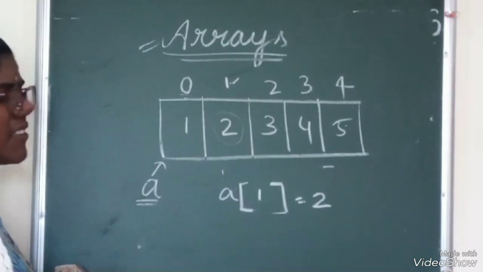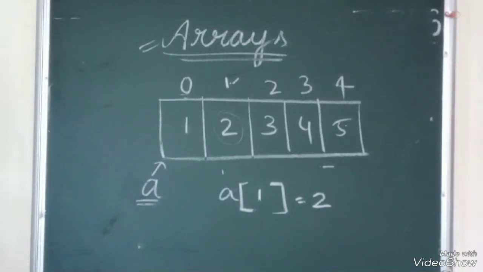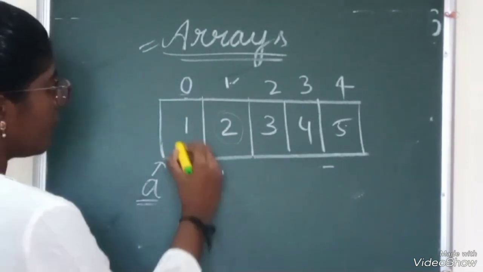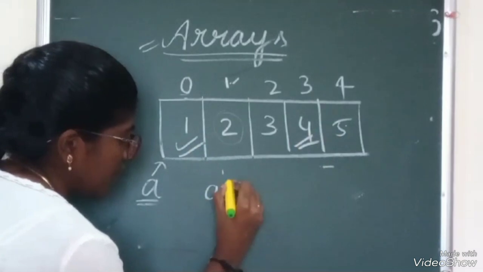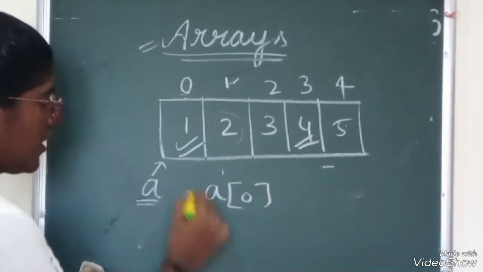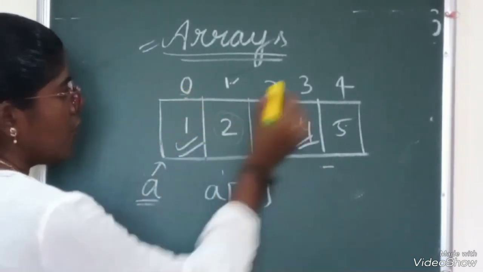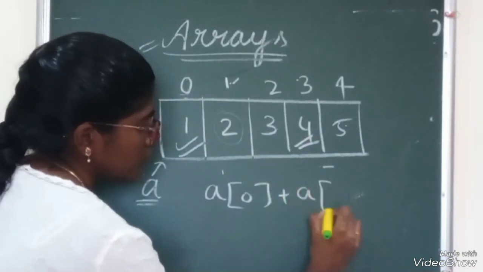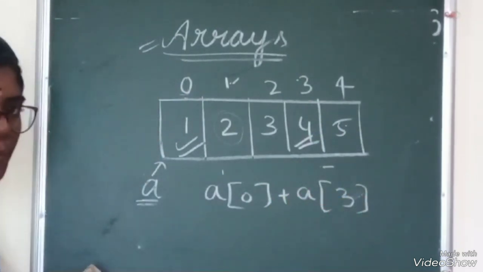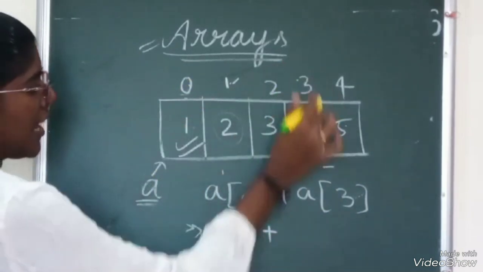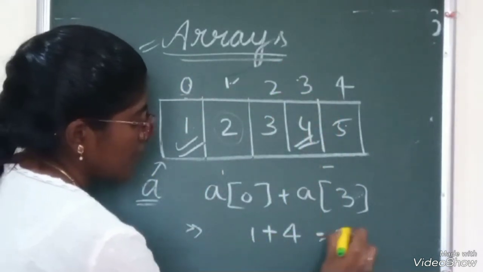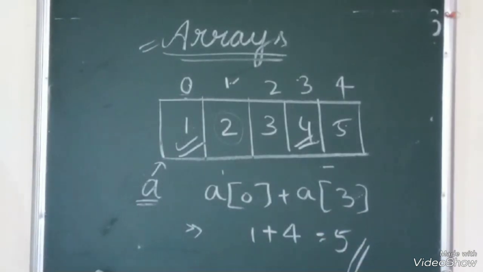It is somewhat easy to perform arithmetic calculations using these arrays. See, if I want to add only 1 and 4, how do I add? I can simply represent the index values like A of 0 and A of 3. In A of 0 I have 1, plus A of 3 I have 4. 1 plus 4 gives me the answer 5. Clear? We can implement further applications using these arrays.